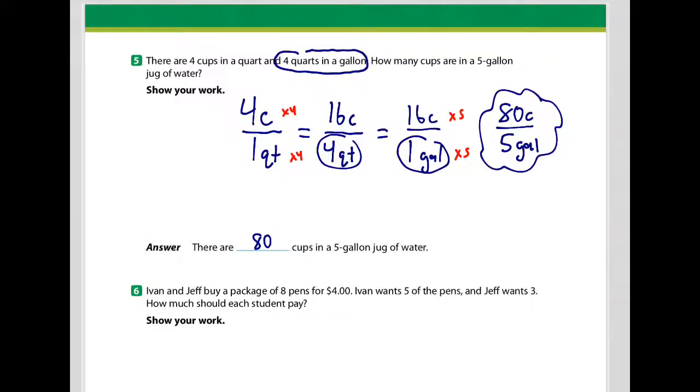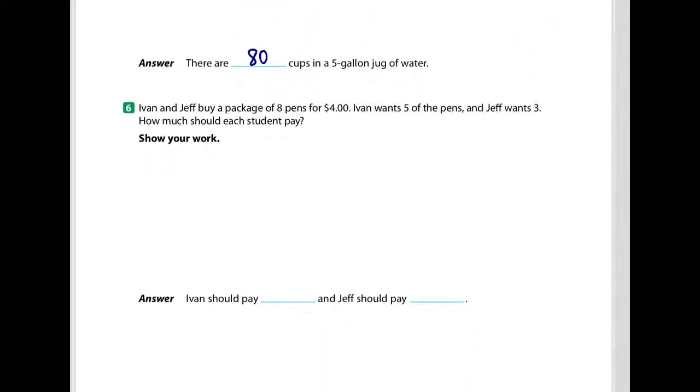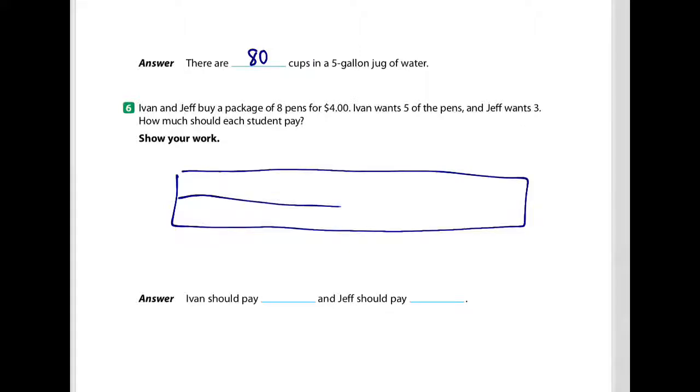All right, so number 6, last one. Ivan and Jeff buy a package of 8 pens for $4. Ivan wants 5 of the pens and Jeff wants 3. How much should each student pay? So we have to tell how much Ivan should pay and how much Jeff should pay. Well, what I want to do is figure out what 1 pen costs. So if 8 pens are $4, maybe I'll do a ratio table for this one because I love ratio tables, even though mine are sloppy.